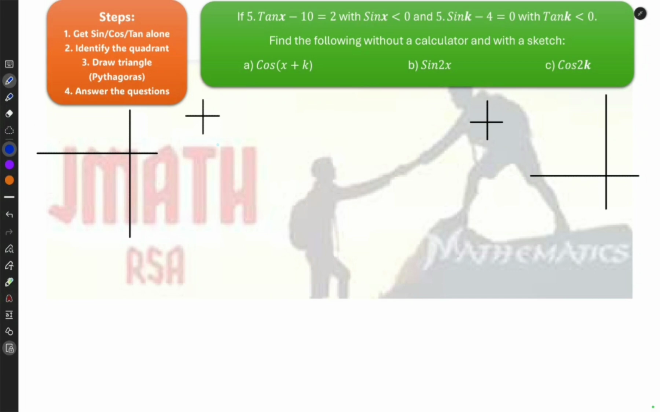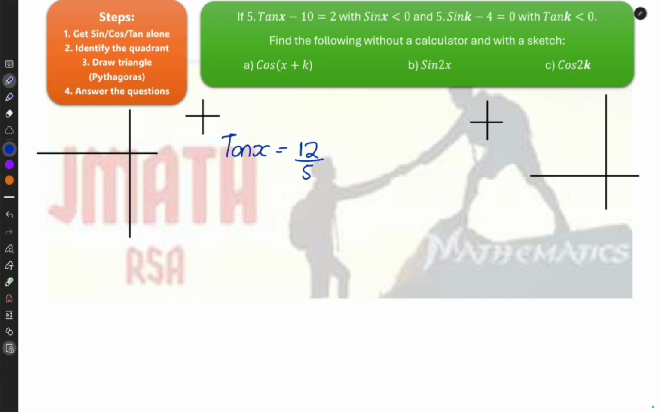If 5 tan x minus 10 equals 2, and sine x is negative, I'm just going to stop there, and then I'm going to go through the 4 steps to get my diagram correct. So get sine, cos, or tan alone. Firstly, I am going to move over the 10. So tan x is equal to, I'm going to move over the 10, so that becomes a 12, and then I'm going to divide by 5. Okay, so now I can see tan is positive, but they also tell me sine is negative.